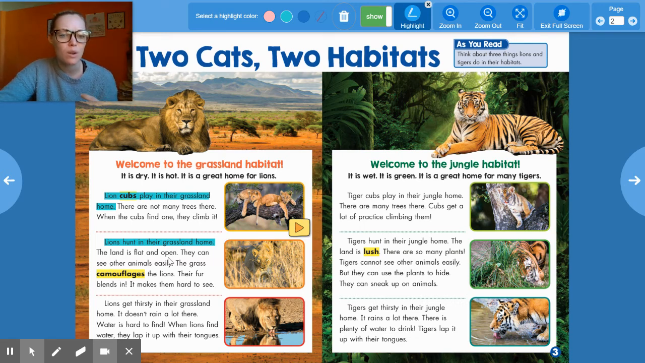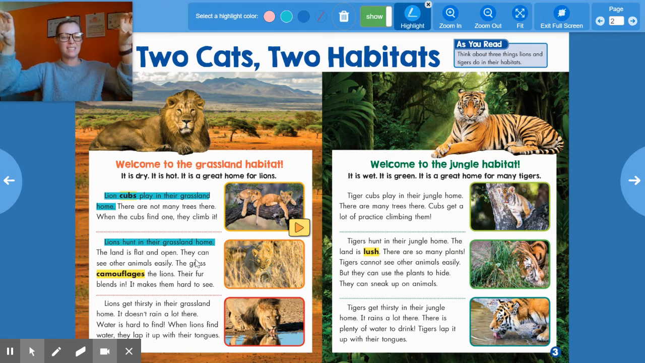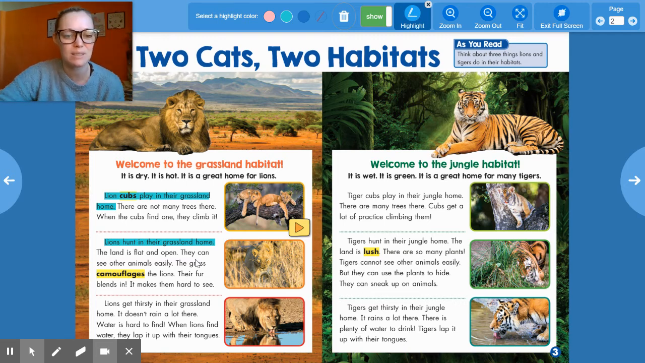So the land, or why they hunt in their grassland home. The land is flat and open. They can see other animals easily. The grass camouflages the lions. Their fur blends in and makes them hard to see. So the general fact is lions hunt in their grassland home. Then it tells us more about how they hunt in their grassland home. Kind of makes me think of our last unit about narrative writing, how we had to say an event and then give a detail more about that event. It's kind of like that. You have your topic sentence, and then you give some more details about that topic sentence.